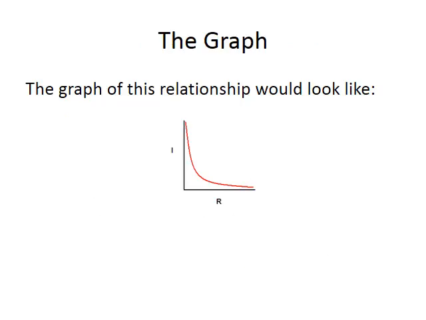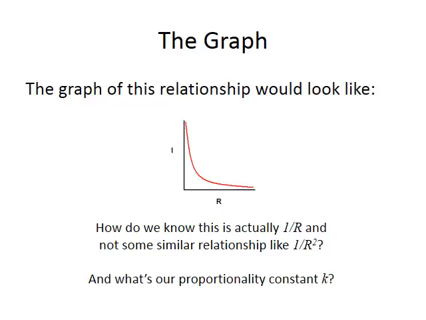The graph for that relationship would look like the curve shown here. This is a rectangular hyperbola, or 1/2 of it at least. Notice that it does not intersect either axis. The axes are the asymptotes of the hyperbola. Now, that curve may look familiar. It may look a lot like the inverse square laws that we've seen before. How do we know it is actually 1 over r and not some similar relationship like 1 over r squared? And what's the proportionality constant k? How can we get a slope when we have a curve?